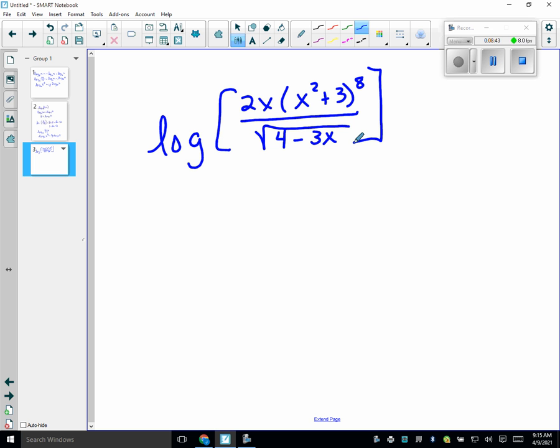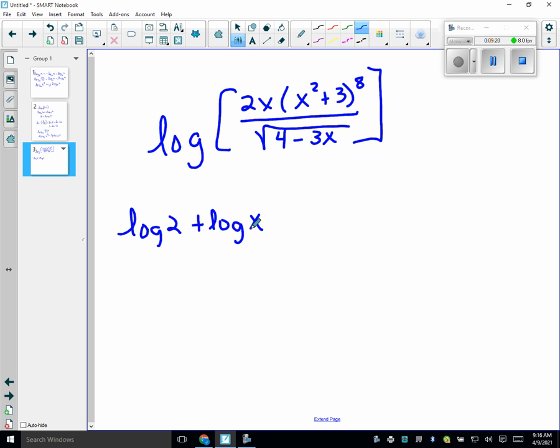Well, the first thing you do is you separate it out. Not hard. Looking at the numerator, are there two things, or basically three things multiplied? A 2 times an x times x squared plus 3. Do you agree? Yep. So it is log of 2 plus log of x.